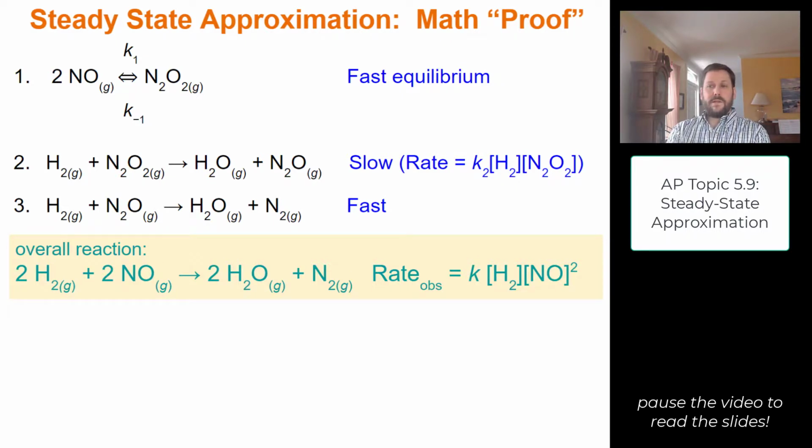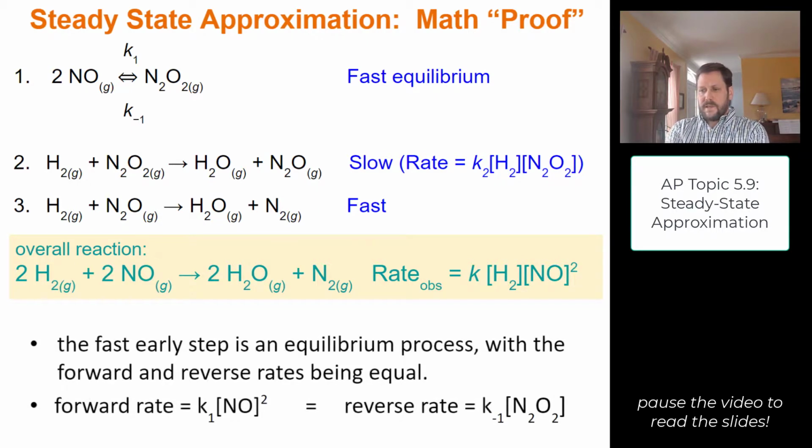If I wrote a rate law for that rate limiting step, I see it involves N2O2. And N2O2 is neither a reactant nor a product, it's an intermediate. So that would be an invalid rate law. What to do when your rate law includes an intermediate? We're going to see if we can use this steady state approximation.